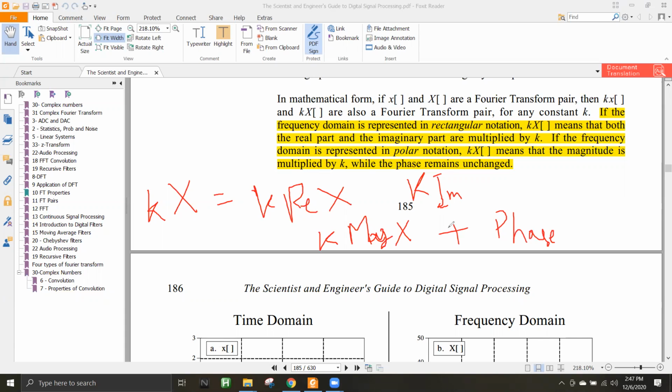The different representations of complex numbers are one by real and imaginary parts, and the other by magnitude and phase. The magnitude and phase actually decouple the intensity information from the angular information. The angular information is not affected by any kind of scaling. Only the amplitudes get scaled. But in the rectangular notation, it's a mixture, almost like RGB.